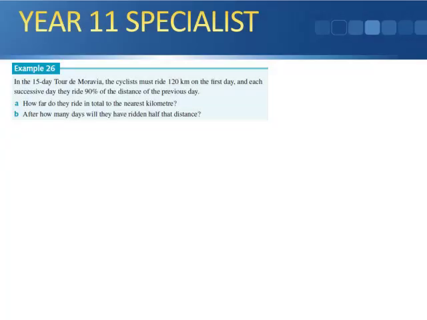Example 26. In the 15-day Tour de Moravia, the cyclist must ride 120 kilometers on the first day, and each successive day they ride 90% of the distance of the previous day. Part A, how far do they ride in total to the nearest kilometer? Well, here my A, my initial starting, is 120. They have to ride 120 kilometers in the first day. My R is 0.9, 90% of that.